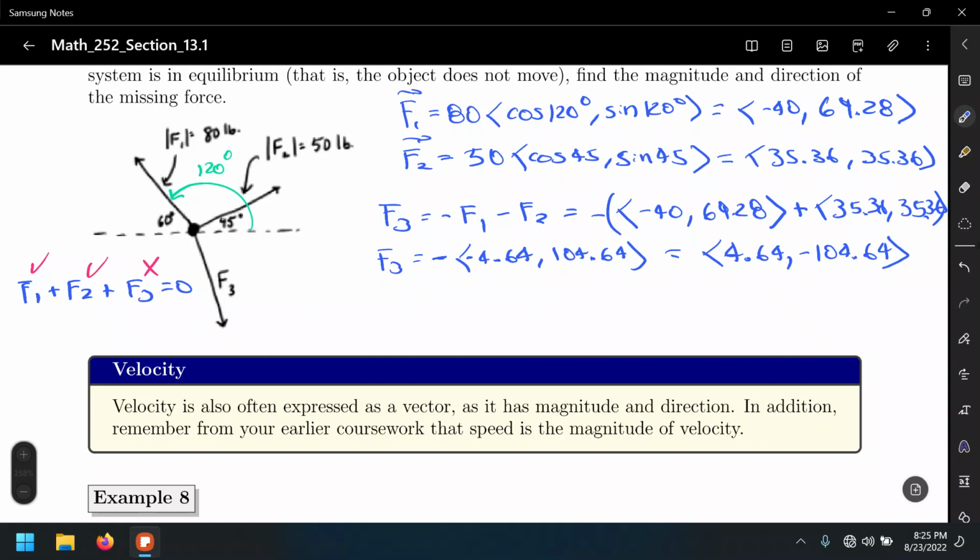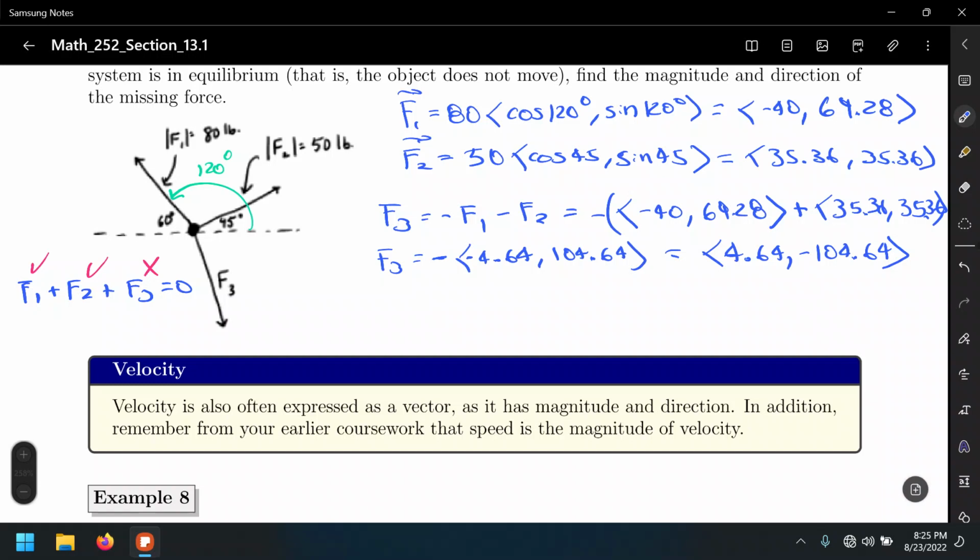Yes. Instead of doing cosine of 120 and sine of 120, couldn't you do negative cosine of 60, sine of 60? Because you're in quadrant 2, so the cosine would be negative. We could also do that as well. Yep. And so that's the vector that describes F3.